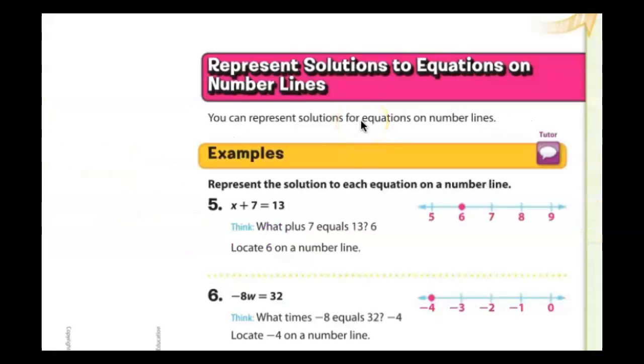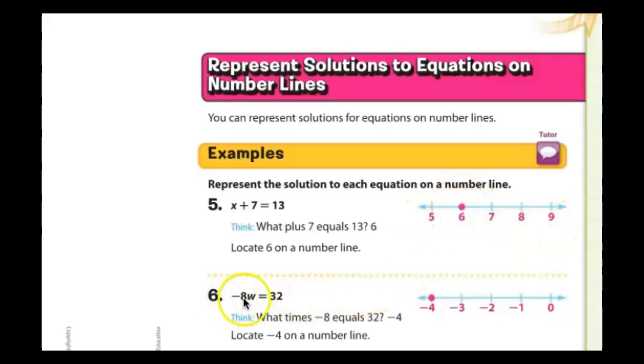Okay, for the next type of problems we're going to do, it's just solving the equation. They give us the equation, and we have to find out what the letter is equal to, and then it asks us to actually show that on a number line. And for an equation, there is only one true answer. So if you have x plus 7 equals 13, the only thing plus 7 that equals 13 is the number 6. So that's where the number 6 is on the number line, so that's the answer.